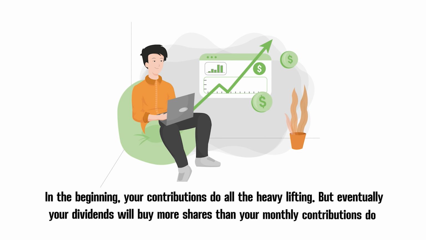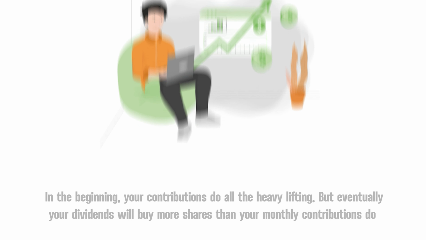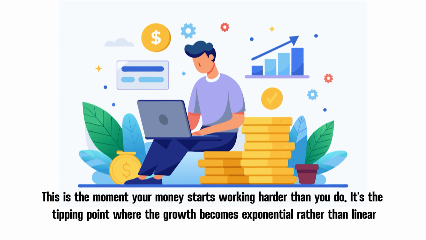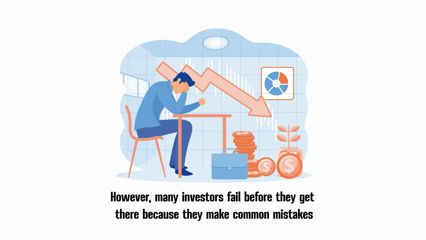In the beginning, your contributions do all the heavy lifting, but eventually your dividends will buy more shares than your monthly contributions do. This is the moment your money starts working harder than you do. It's the tipping point where the growth becomes exponential rather than linear. However, many investors fail before they get there because they make common mistakes.